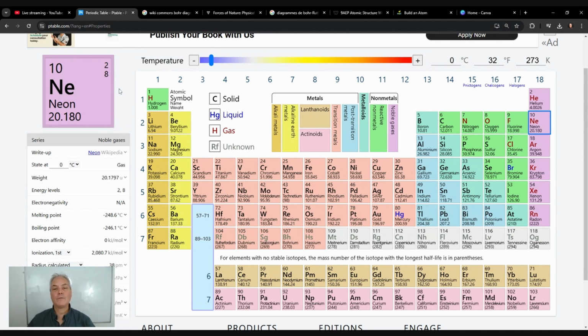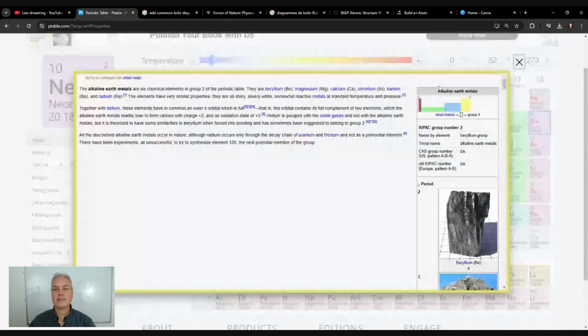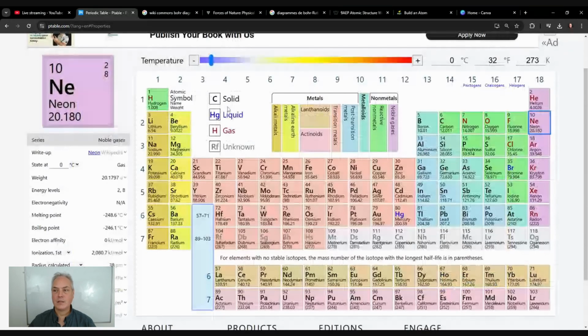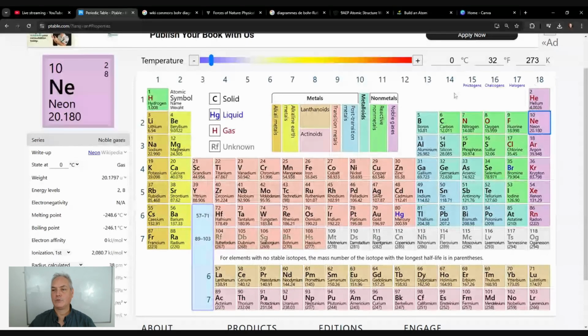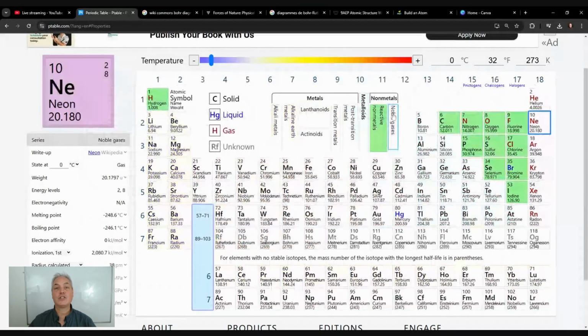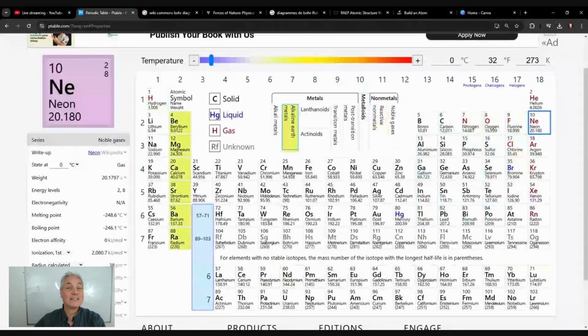Now, if you are going vertically, we have group numbers. So here we have group 1, group 2. Group 2 is basically the second column. If you go to group 18, which is the far right column, or the alkali metals, we have columns. So columns have specific properties also.